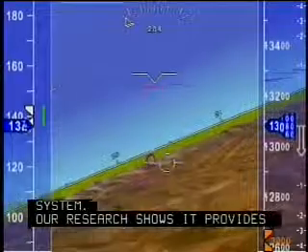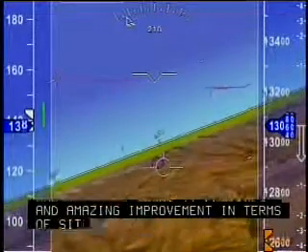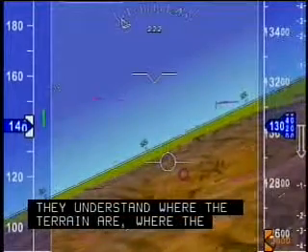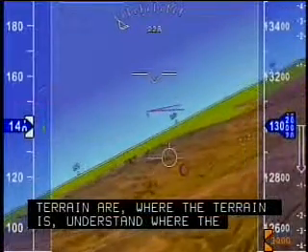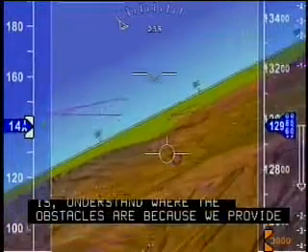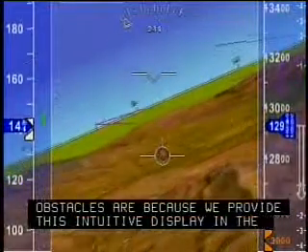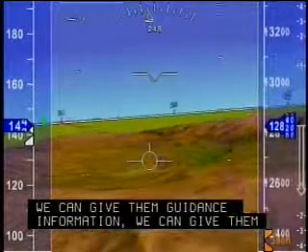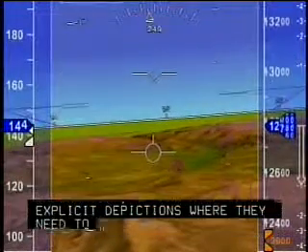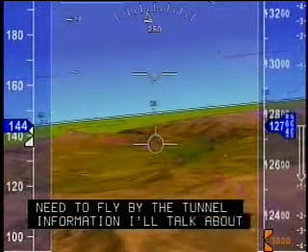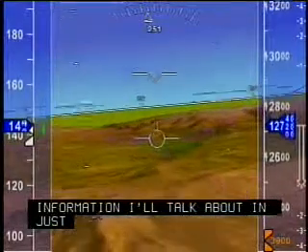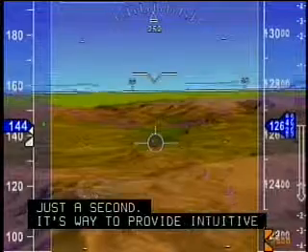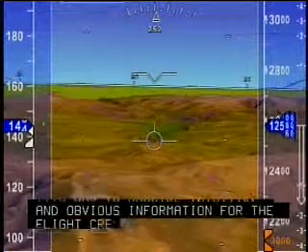They understand where the terrain is. They understand where the obstacles are because we provide this intuitive display in the cockpit. We can give them guidance information. We can give them explicit depictions of where they need to fly by the tunnel information, which I'll talk about in just a second. So again, it's a way to provide some very intuitive and obvious information for the flight crew that they don't have with today's technology, and we want to provide this information to them.